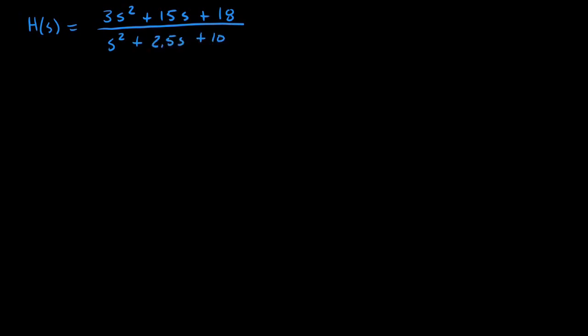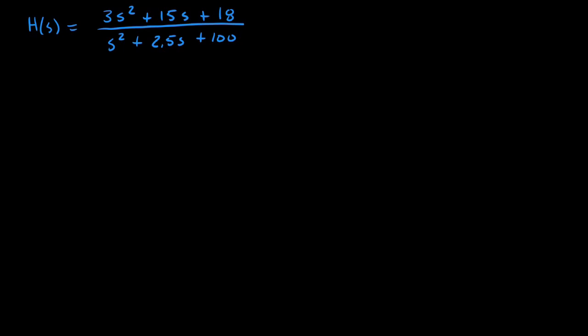Okay, for our next example, we're going to use a slightly more complicated configuration here. So we're going to have H of s equals, in the numerator we have 3s squared plus 15s plus 18. And in the denominator we're going to have s squared plus 2.5s plus 100. So if you notice, that's the same denominator that we had in the previous, but the numerator has changed quite a bit.